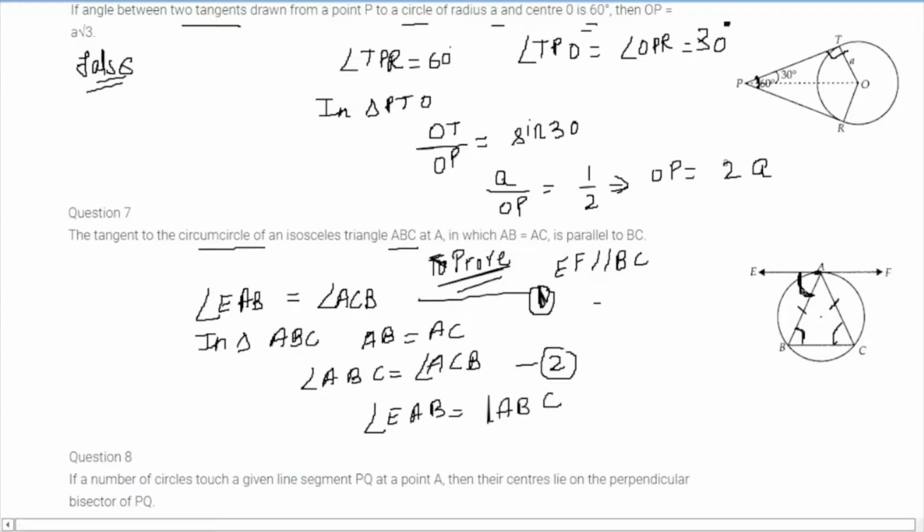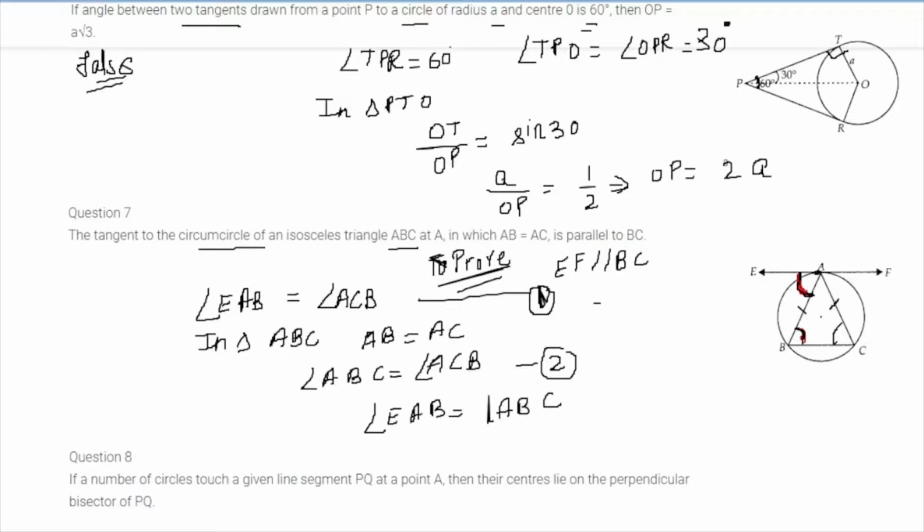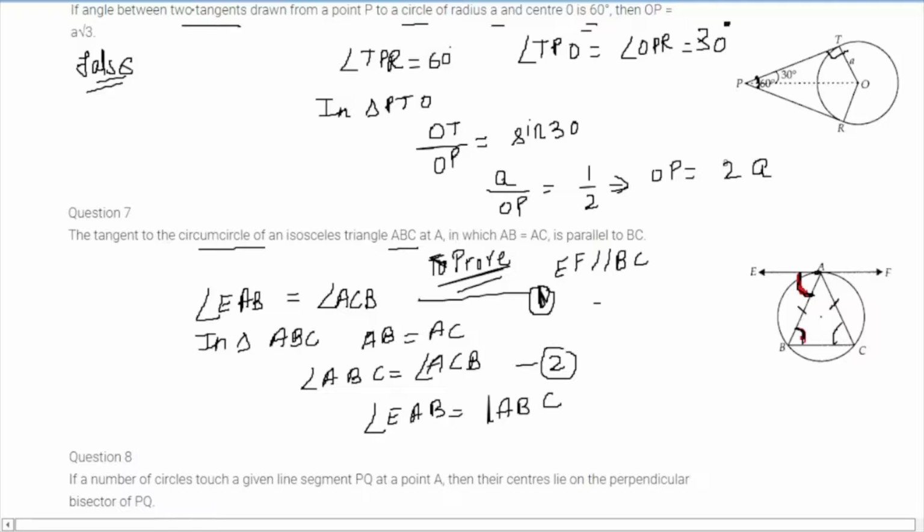So what kind of angles are these? Now we have proved that these two angles are equal. Yes, these two are alternate interior angles. So it means the lines EF and BC are parallel. So it implies line EF is parallel to BC. So it means the statement is true.